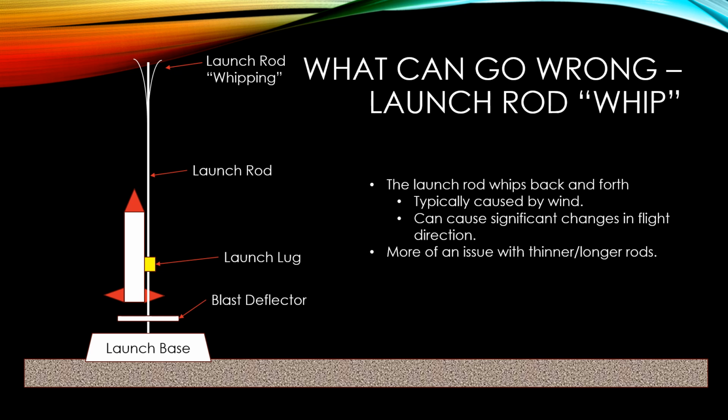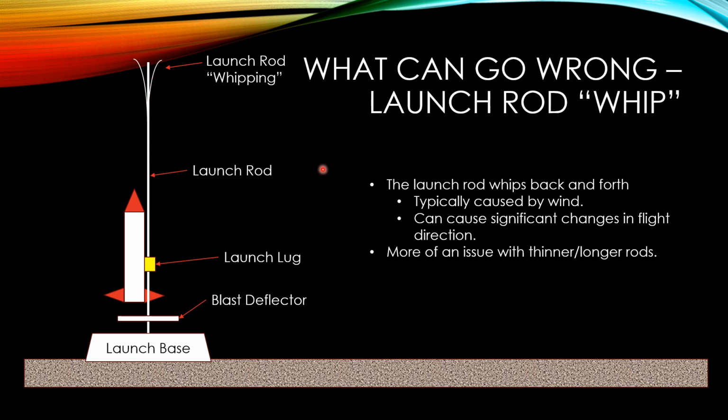I would like to talk about another problem that can occur, and this is called launch rod whip. Now this is where the launch rod on top will simply whip back and forth. And in doing so, it's hard to get a stable launch if you're really not sure what direction the launch rod is pointing. So what causes this, and what can we do about it? Well, the most typical cause for this is that the wind is just simply blowing against the launch rod, and that's making it whip back and forth. And as that happens, you have to try to get a good launch with the launch rod moving back and forth. And that's really not that easy to do.